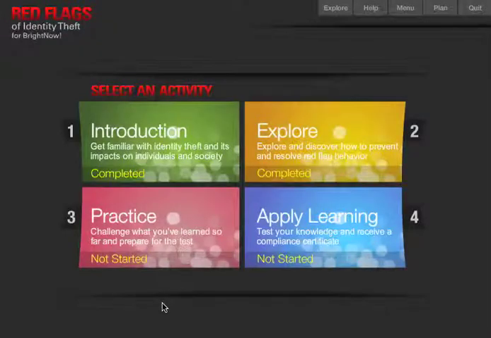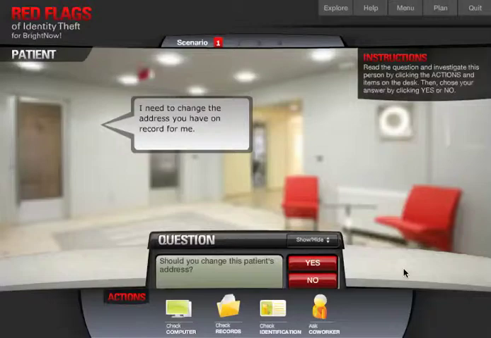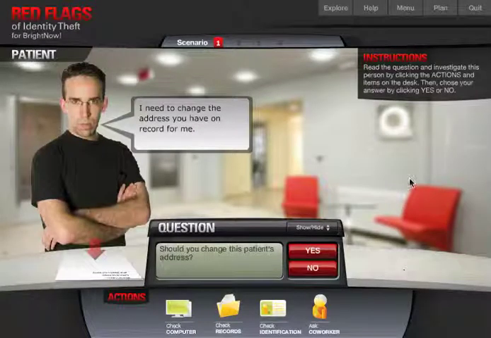After exploration is complete, the learner is ready to practice the skills and knowledge that they picked up. Inside practice, the learner is faced with a few low-level simulations of customers that are coming to the counter asking for a variety of things to happen with their medical accounts and medical records. This customer wants to change the address on record. The learner has a choice at this stage.